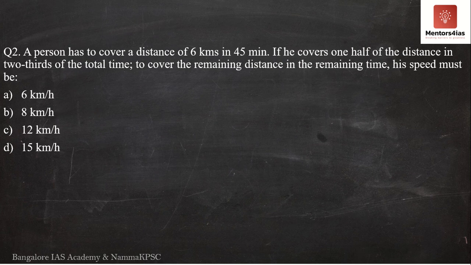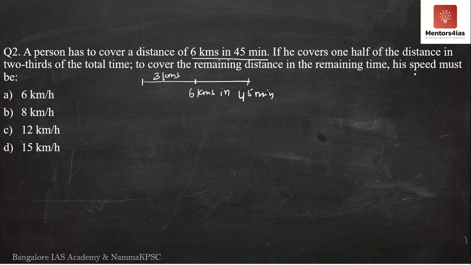Now the second question says a person has to cover a distance of 6 kilometers in 45 minutes. If he covers 1/2 of the distance in 2/3 of the time, to cover the remaining distance in the remaining time, his speed must be what? So a person has to cover a distance of 6 kilometers in 45 minutes. What is 1/2 of the distance? The entire distance is 6 kilometers. 1/2 of the distance is 3 kilometers.